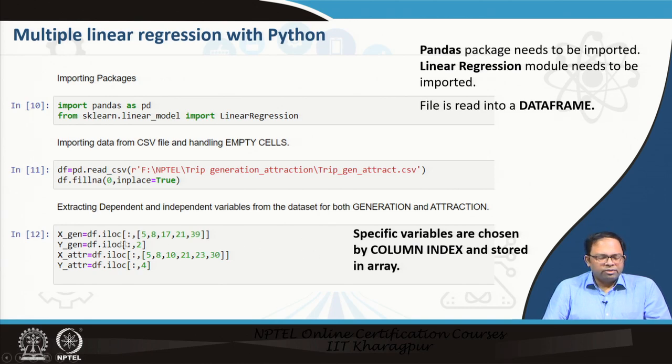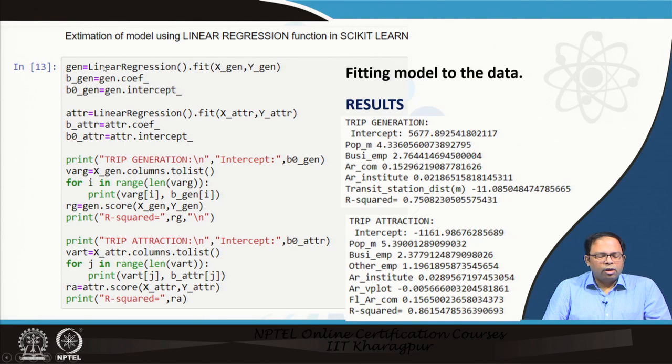So, over here we have to first state that these are the columns which need to be considered as independent variables, and this is the column which is the dependent variable. The same we do for attraction, and we save them in a variable. This is xgen and x attraction. So, we define these variables, and so these arrays are there, and then we call the linear regression model.